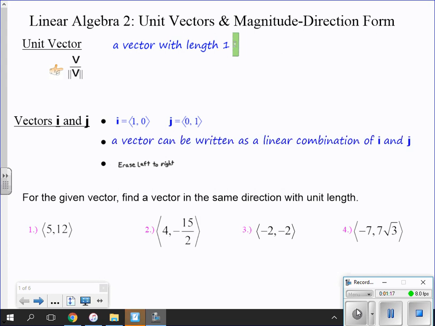A vector can be written as a linear combination of i and j. In other words, how many units do we move over to the right or left, and how many units do we move up and down? That is just changing how we write it, and we'll be doing that in a little bit.